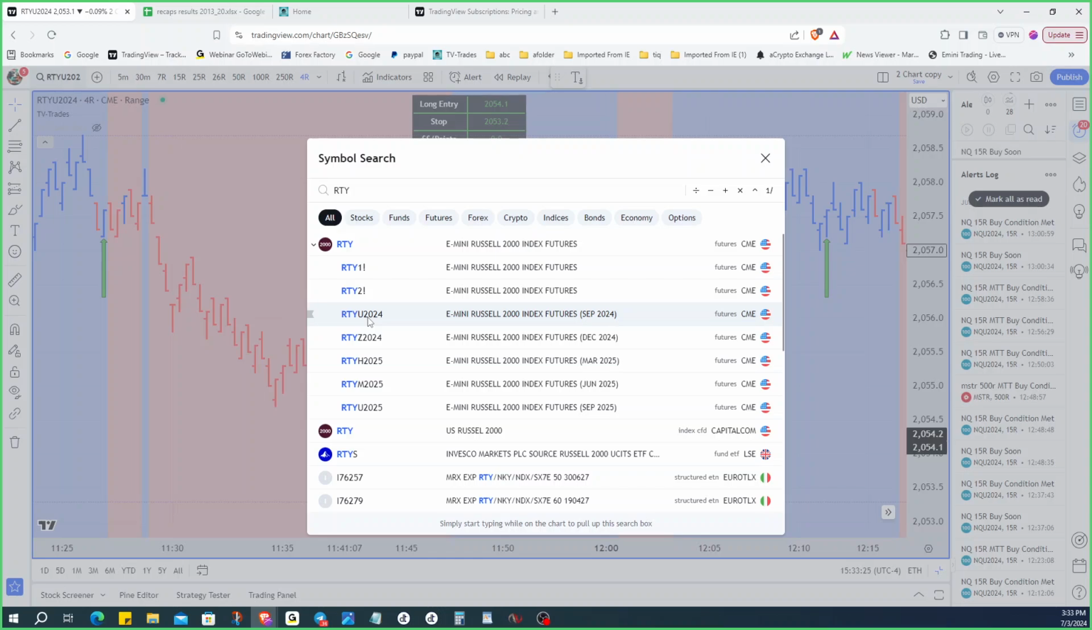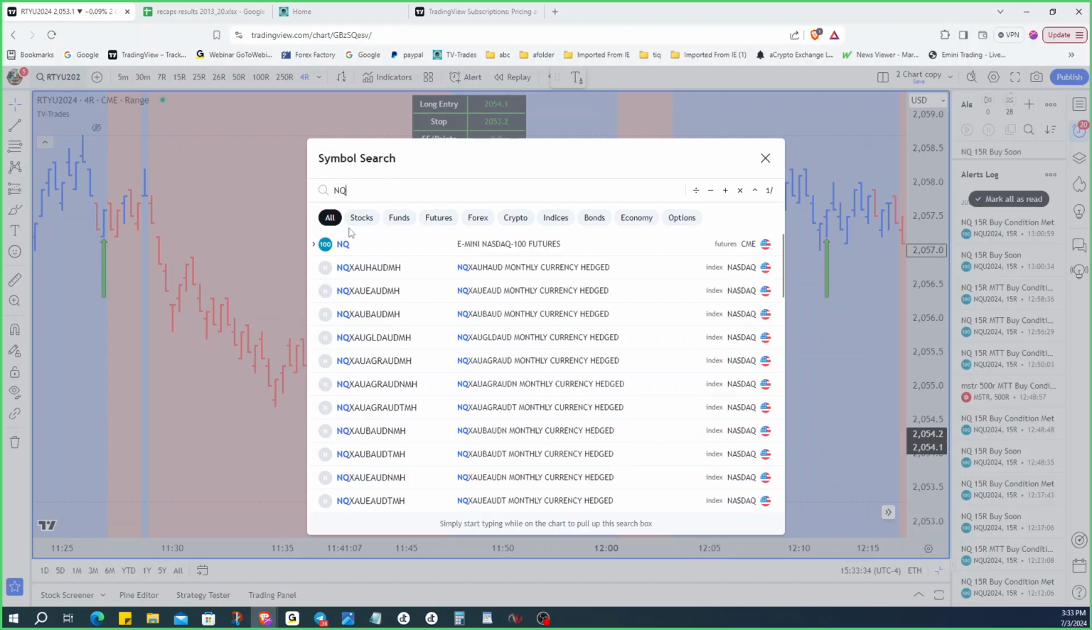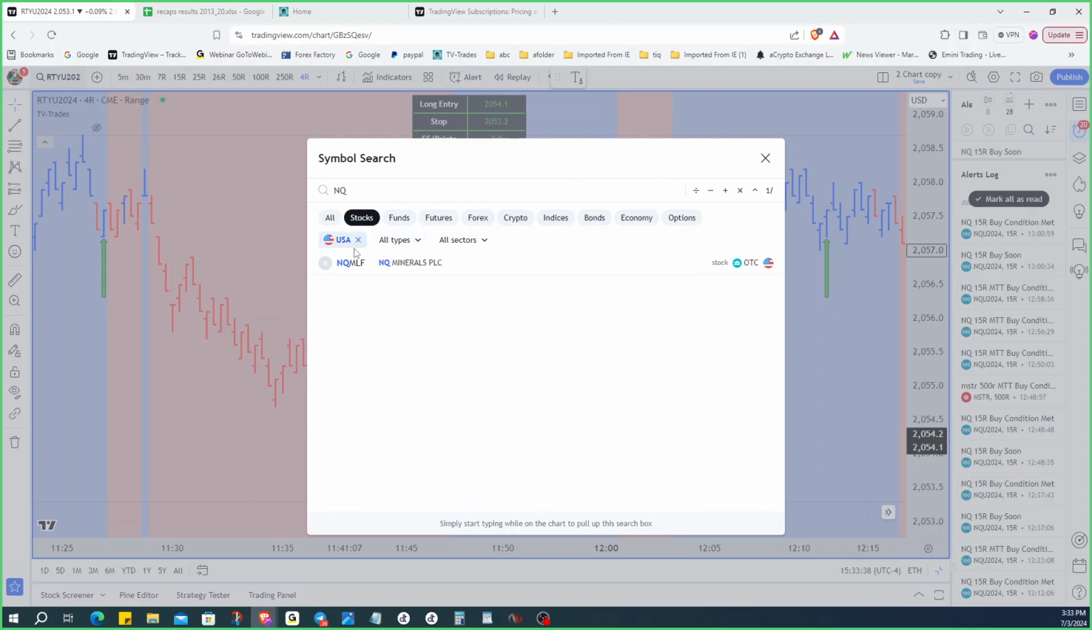If you go to RTYU 2024, and you want to switch from the Russell to the NQ, then delete the whole symbol and just type NQ. And make sure you have all selected over here too, because if you have NQ on stocks, it's not going to give you what you're looking for.